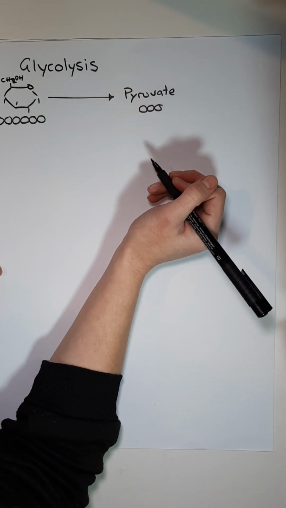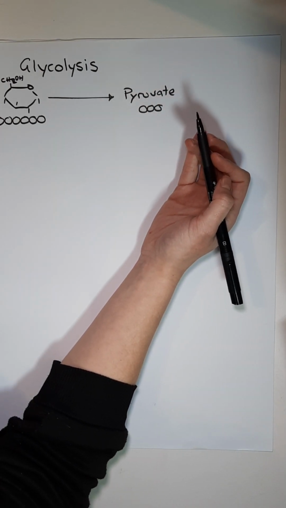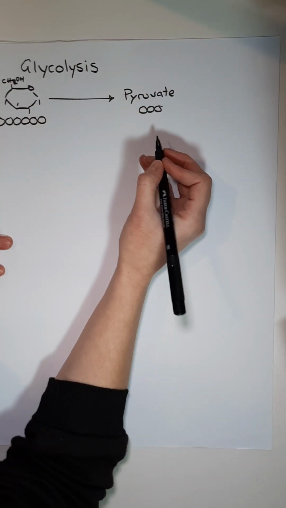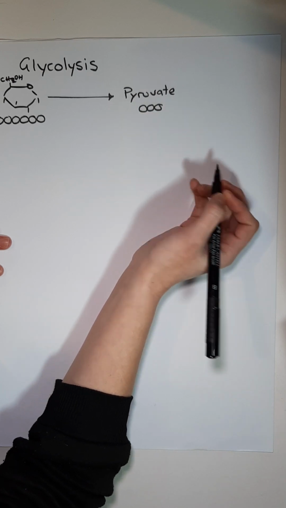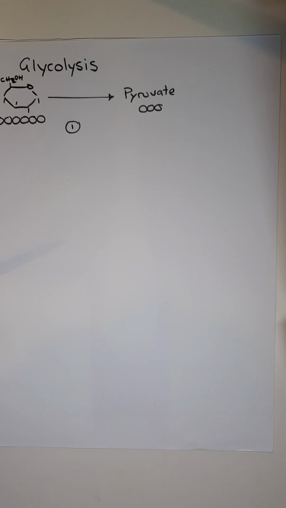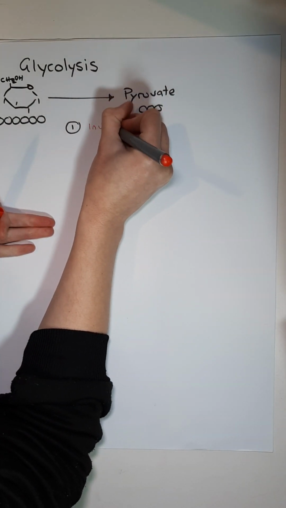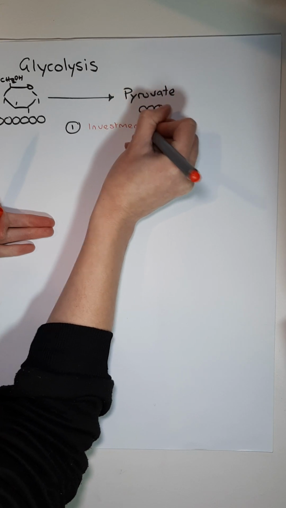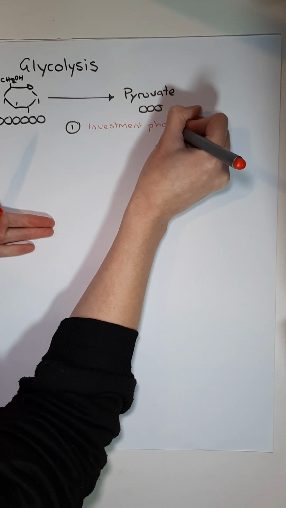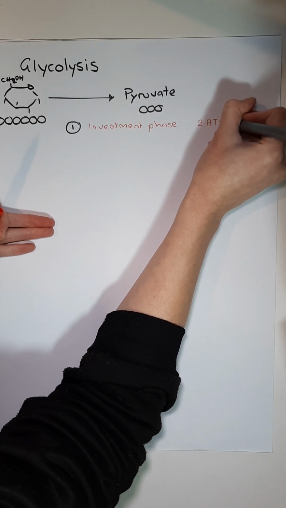But I think for the exam that we're going to be sitting, we don't need to know all of those complicated steps. So let's just outline the main two. So step number 1 is the investment phase. And it costs us 2 ATP.